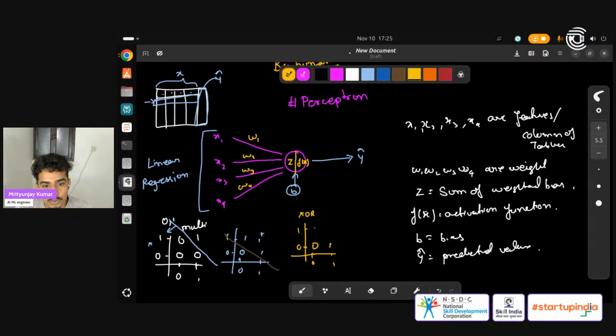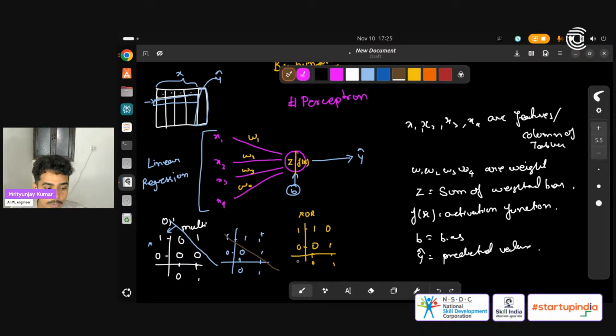1 0 1 1 0 1 1 1 0, right? So in this case, you have to understand, if you have to separate this, we can't separate it with the help of a single line. It is not possible. If you try to separate by this, wrong. If you try to separate by this, it will also be wrong. If you try to separate with this, it is wrong.